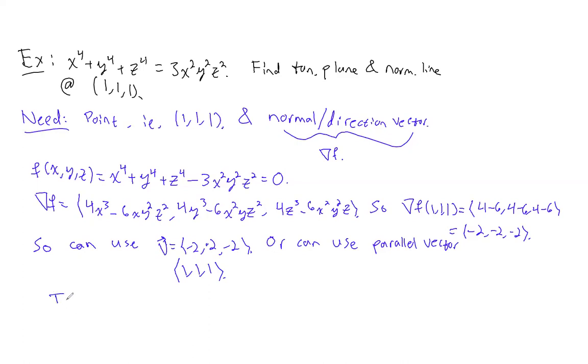Now, the tangent plane: x minus 1 plus y minus 1 plus z minus 1 equals 0. Or in other words, x plus y plus z equals 3.